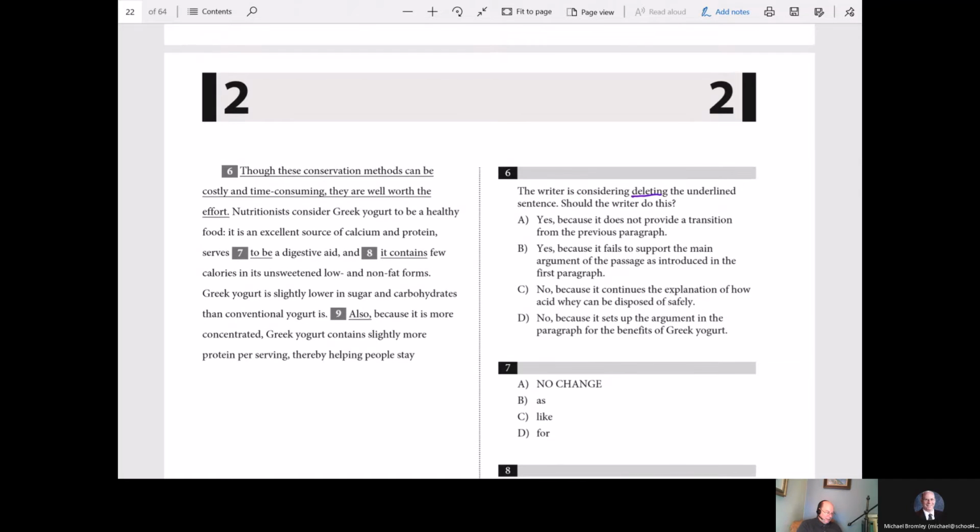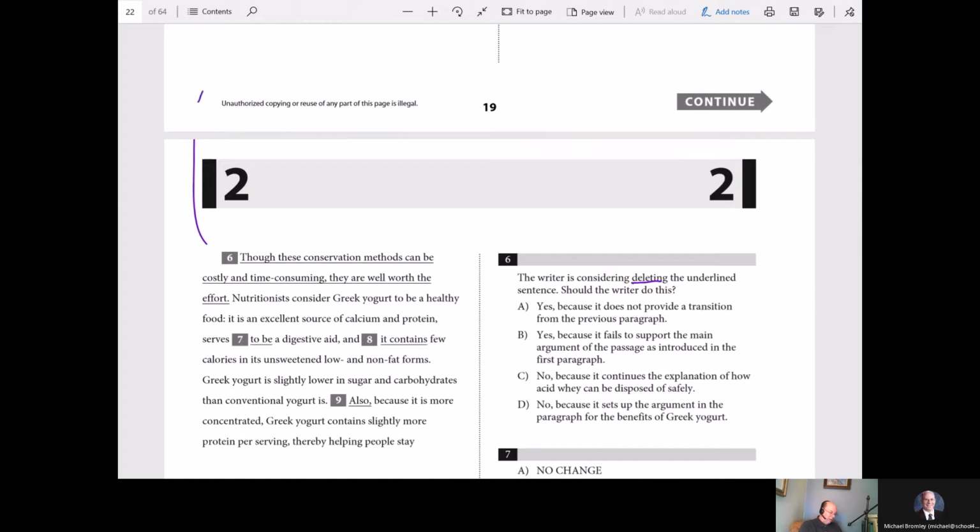Okay, so we're looking at this now. This is a topic sentence. Topic sentences are always connecting backwards to the prior paragraph, and then they're always connecting forward to what's in the rest of the paragraph.